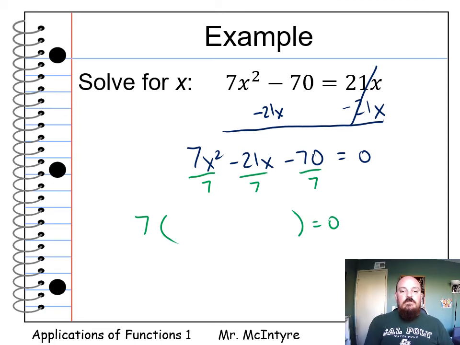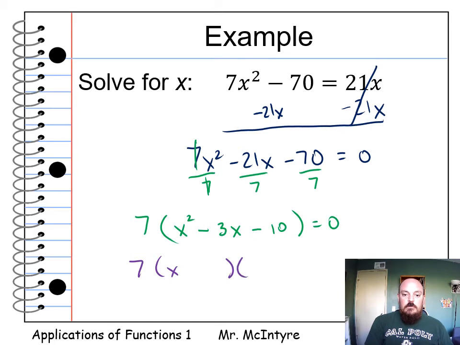So let's see what's left over after we divide it out. The first one, the 7s are gone, just leaves x squared. The second one, it's a minus. 21 divided by 7 is 3. We have our x term. And for my constant term, it's minus again. 70 divided by 7 is 10. So now I've factored out my common terms. Well, I got it equal to 0, factored out my common terms. Now for our next step, we're ready to try and do this type of factor.